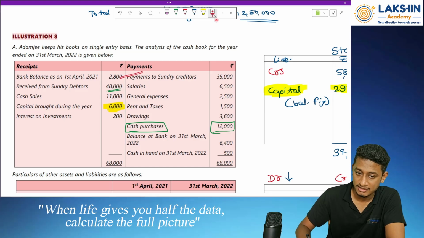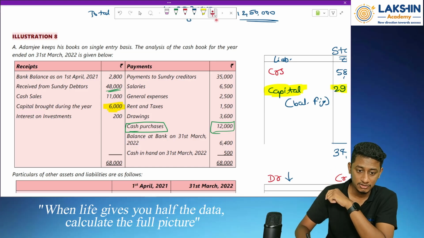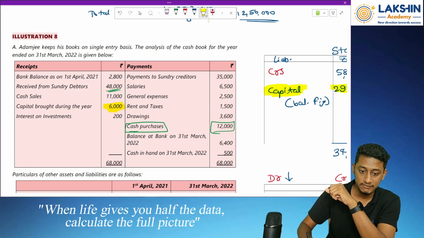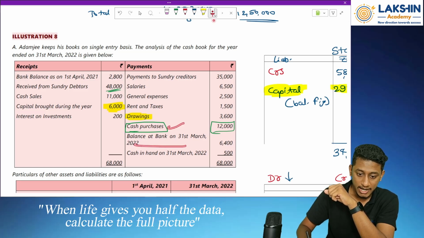Payment to sundry creditors is taken care of in the creditors account. Salary, general expenses, rent and taxes are taken care of in the P&L account. Drawings is given to us, right? So drawings is required for computation of the new capital or the closing capital. Then cash purchase is taken care of. Then balance at the bank and cash.